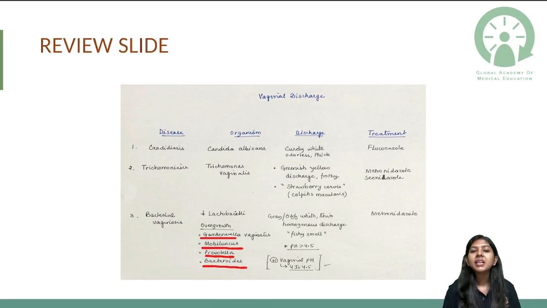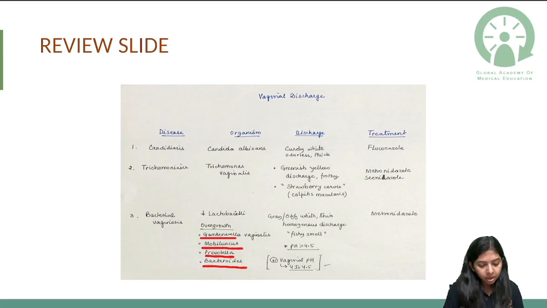So you have a grey, off-white colored thin discharge which homogeneously coats the vaginal walls, right? So that is characteristic of bacterial vaginosis. The drug of choice you have to remember: in candidiasis you will give an azole, fluconazole. In trichomoniasis you will give metronidazole or secnidazole, and in bacterial vaginosis again you will give metronidazole.